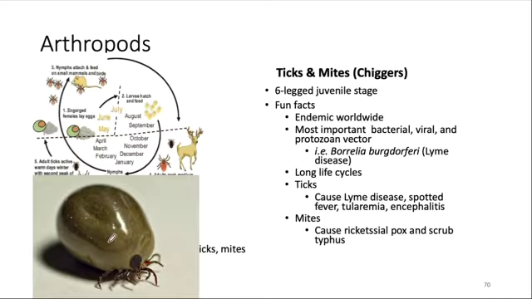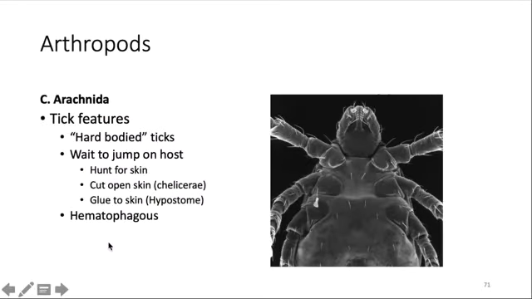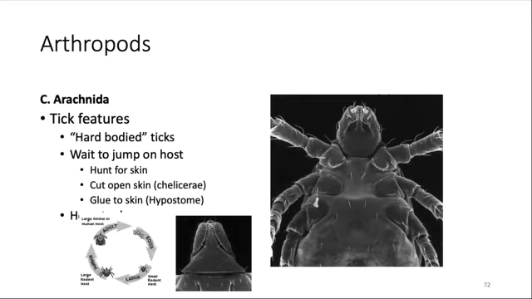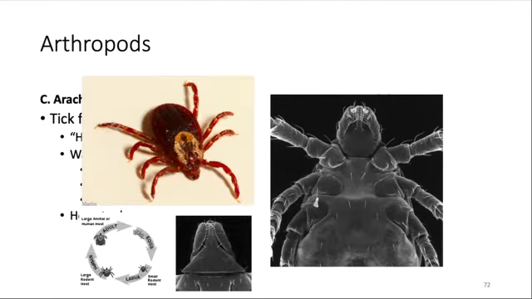This is a soft body tick, and then you have hard body ticks as well. For the hard body ticks, they wait to jump on their hosts. They hunt for skin. They're able to cut through it, and then they're able to glue to the skin as well. And so they feed on blood. They have a life cycle consisting of an egg, larvae, nymph, and an adult stage. So that's what we call a complete life cycle. And that's how a hard body tick appears.